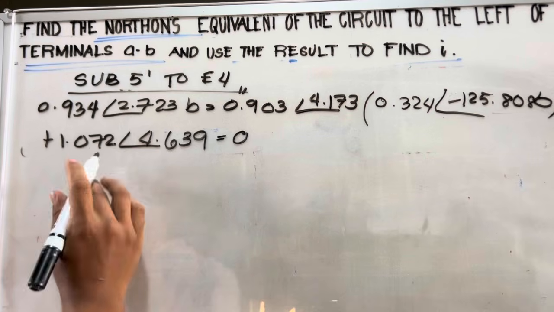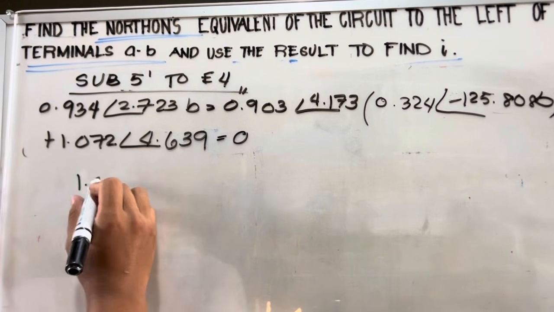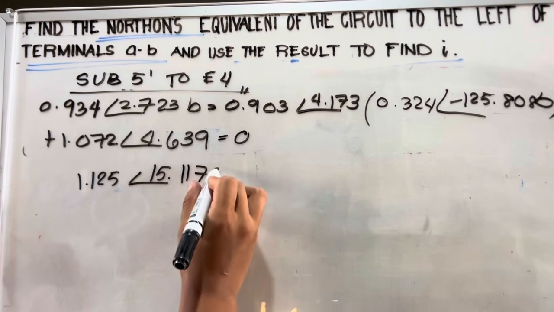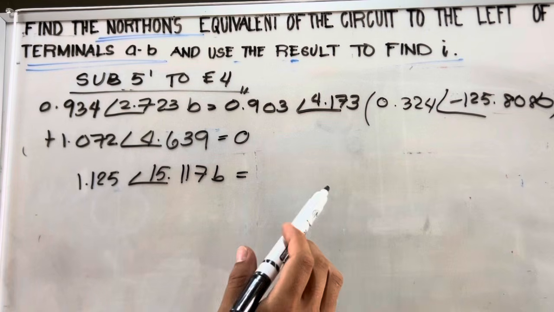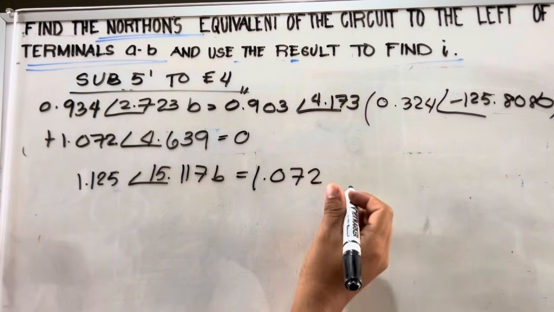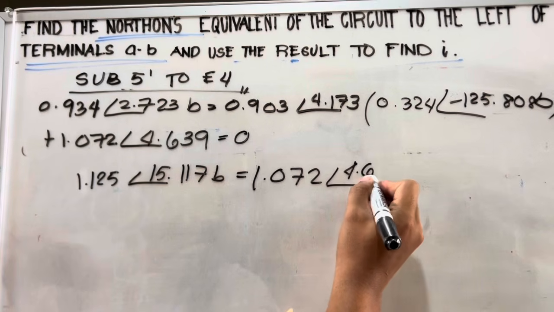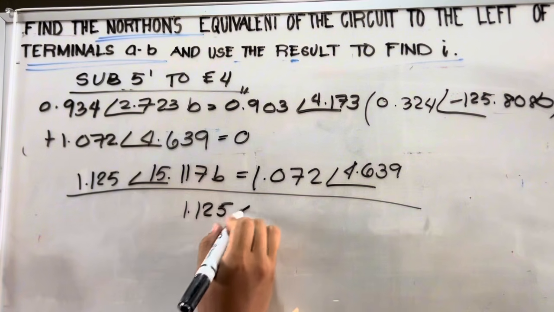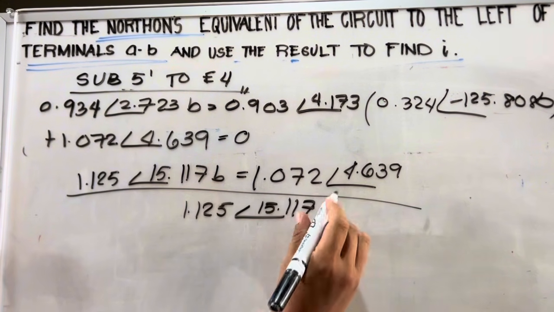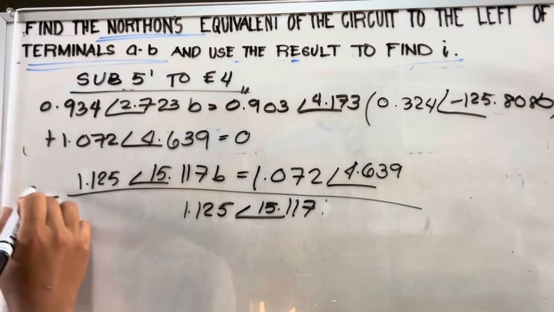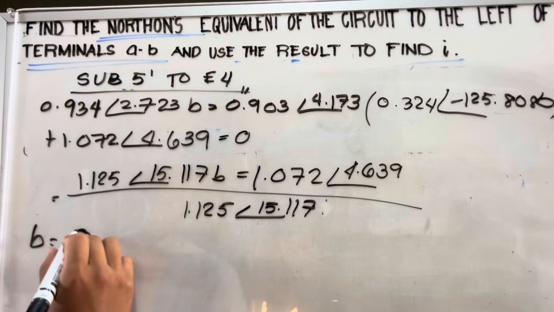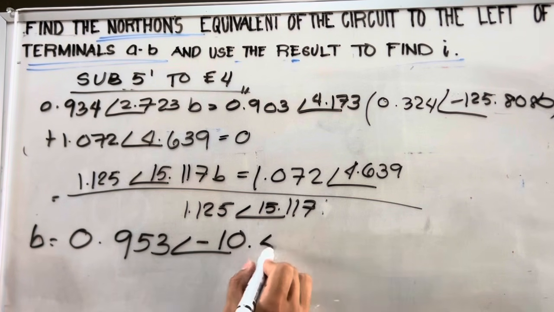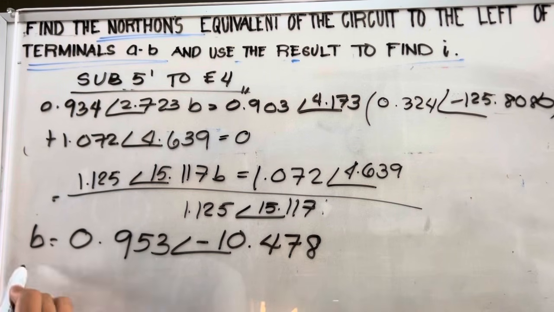We will now get the answer. Therefore, it is equal to 1.125 angle of 15.117 B is equal to 0.072 angle of 4.639. We will divide both sides by 1.125 angle of 15.117. Now we will get B is equal to 0.953 angle of negative 10.478. Alright, this is our B.